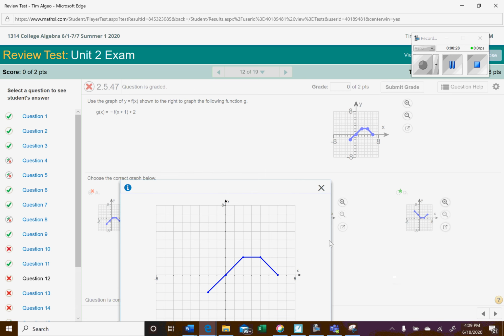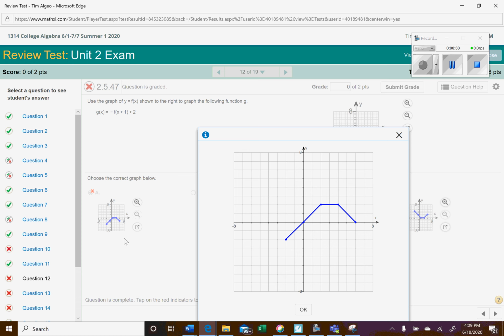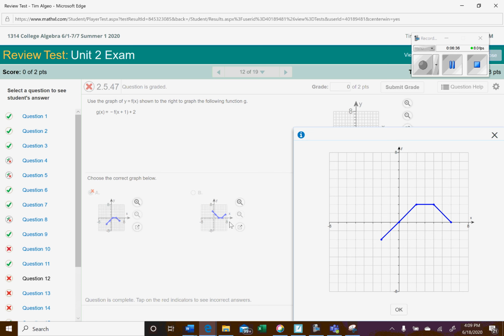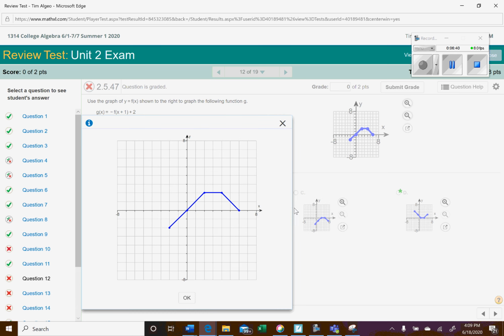And so then I'll look at my answer choices. Obviously not A right here, right? Because -2, up 4, that point's not there. B, that one looks kind of close. I might have to enlarge that to look at that one. C, no. And then D, yeah, that one looks pretty good too.